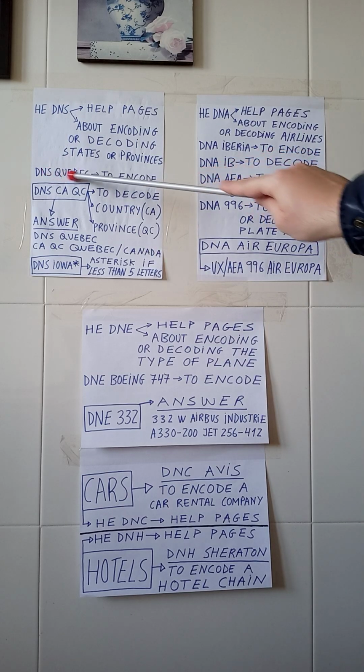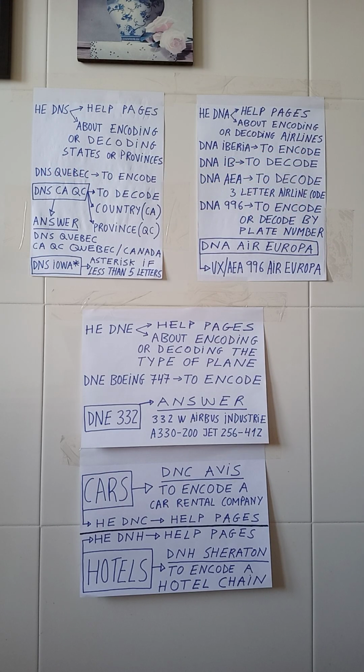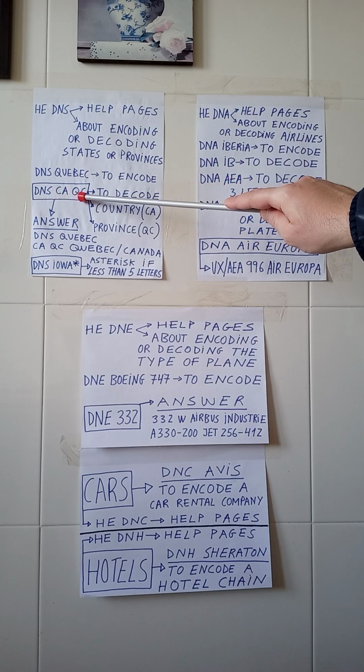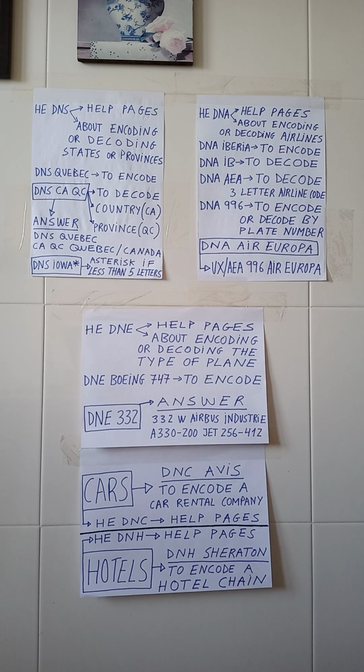DNS Quebec is used to encode a province of Canada called Quebec. DNS CAQC is used to decode CA and QC codes. CA corresponds to the country Canada. QC corresponds to the province of Quebec.